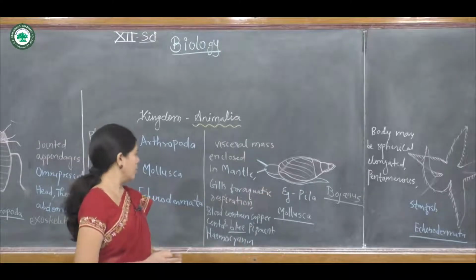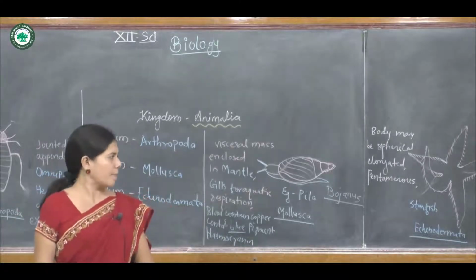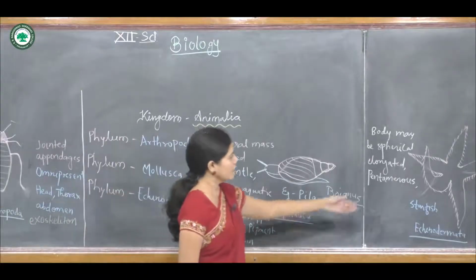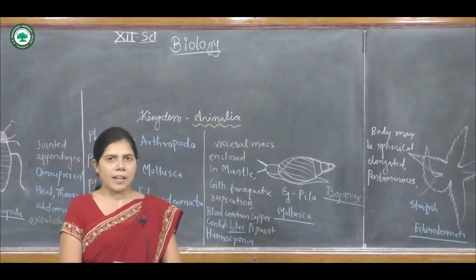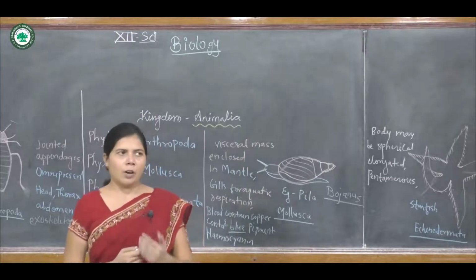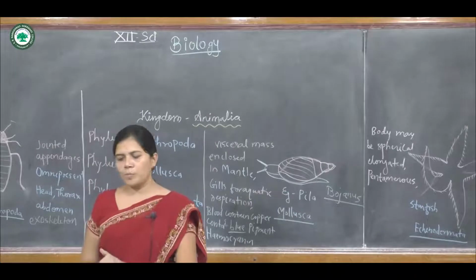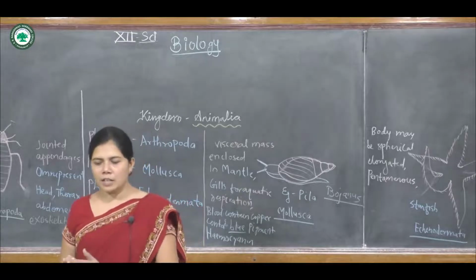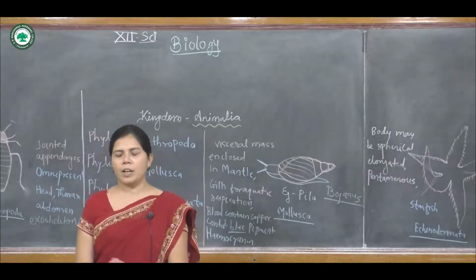We now move on to our next topic, the phylum Echinodermata. The example from the Echinodermata is the starfish. The animals from the Echinodermata are aquatic animals. Along with the starfish, other examples are Cucumaria, which is known as the sea cucumber, and Echinus, the sea urchin. These are the common examples included in the phylum Echinodermata.